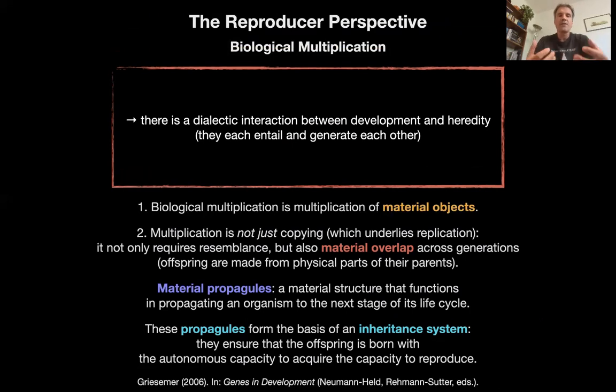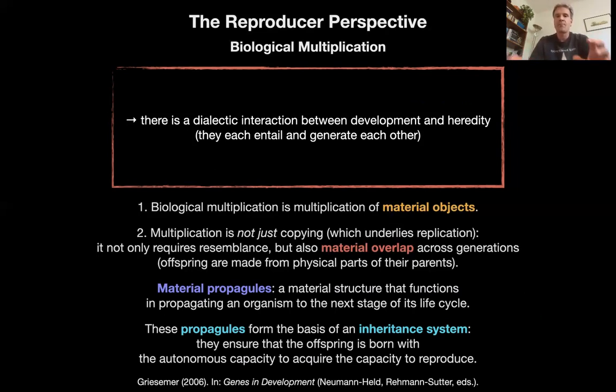It follows that there is a dialectic interaction between development and heredity. You don't get one from the other. They entail and generate each other. Now, does that sound familiar? They co-generate each other, okay? They need each other. They are not just recursive, they're also impredicative. One doesn't even exist without the other. So you must have development in your evolutionary account if you're really being serious about understanding reproduction.